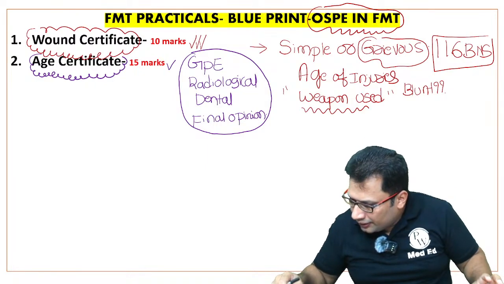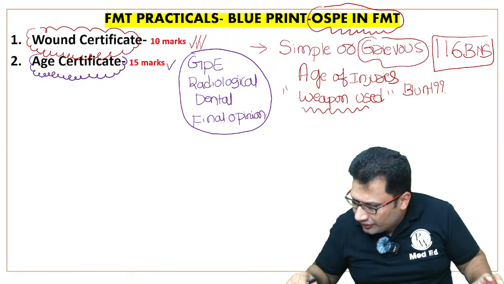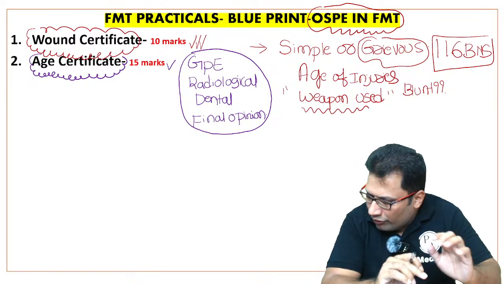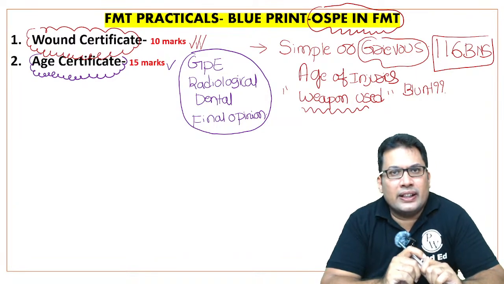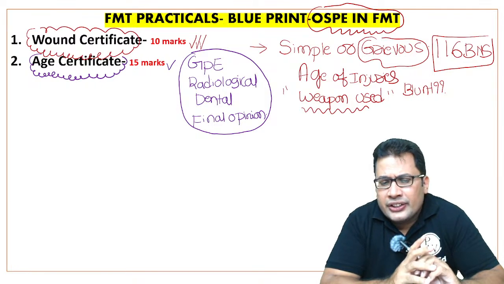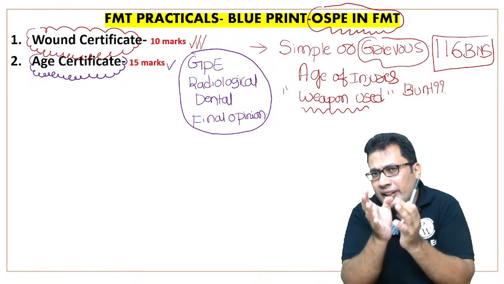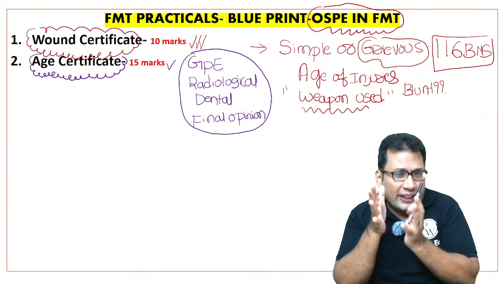Yes, anybody? Anyone? Lower end of radius? Come on guys, lower end of radius, when does it fuse? Very good, 18 years. Sumana De, excellent answer. So, lower end of radius and lower end of ulna usually fuse at 18 years.